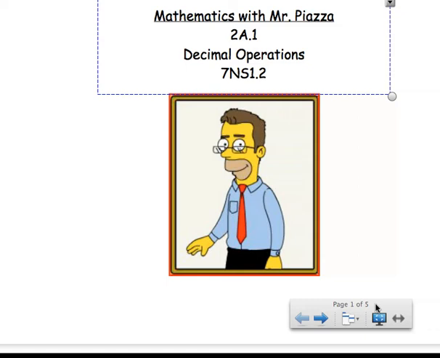Hey there, Kipsters. We're looking at objective 2A.1, decimal operations. That's focusing on adding, subtracting, multiplying, and dividing decimals. You can see this is part of standard 7 NS 1.2, which is a key standard for the CST.